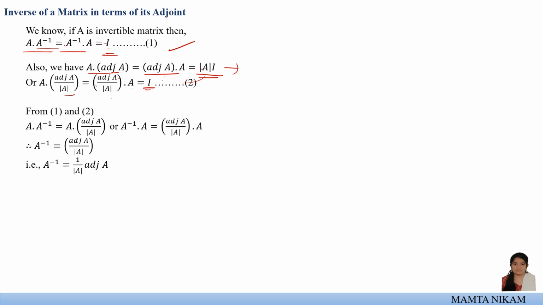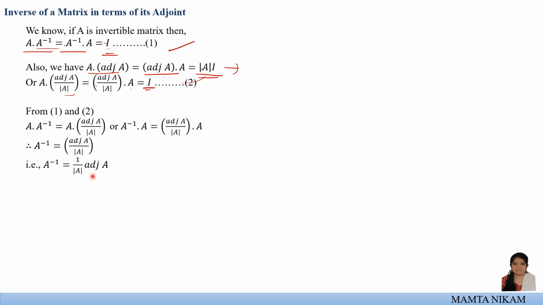हमें क्या मिल जाएगा? एक इक्वेशन मिलेगा as A into A inverse is equal to A into adjoint of A upon determinant of A, or you can have a relation as A inverse into A equals to adjoint of A upon determinant of A into A. बोथ साइड्स पे A कॉमन है वो कैंसिल हो जाएगा, सो हमें एक रिलेशन मिल जाएगा: A inverse equals to adjoint of A upon determinant of A. So this is a formula for A inverse in terms of adjoint.